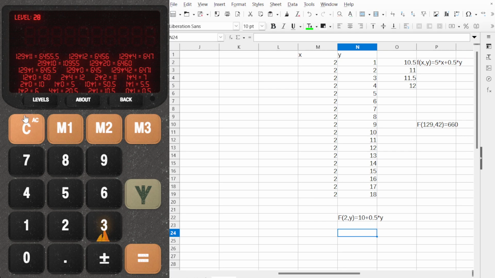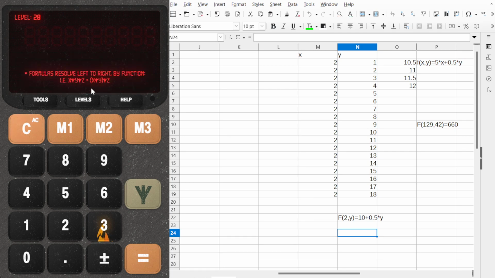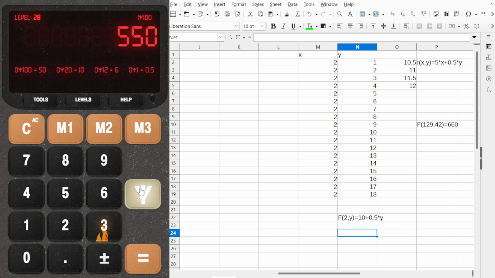So let's continue, let's go back to 0, 1, this is 0.5. 0, 12 is 6, also correct. 0, 20, also correct. 0, 100, 50, okay. Let's go for 1, 100, this should be 55. Aha.